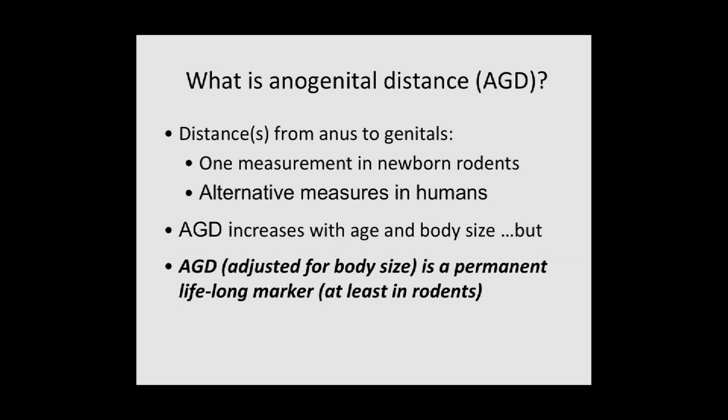It's usually measured in newborn rodents. And in rodents, it's very simple. There's one measurement. In humans, there are a lot of alternatives that are confusing us, and we're trying to figure out the best one or ones to measure. It does increase with body size and age, but very critically to this whole day's discussion, it seems to be a permanent marker. That is, if you adjust for body size, if you're short at birth in your AGD, you'll be short as an adult.